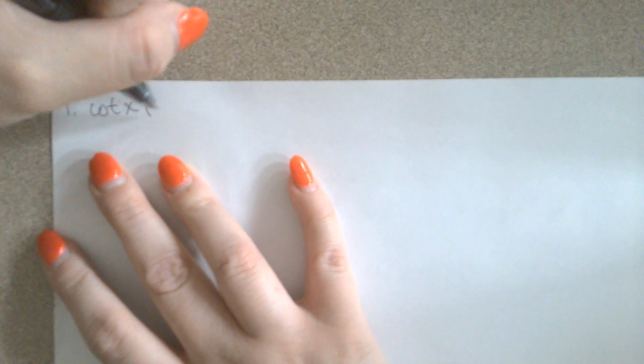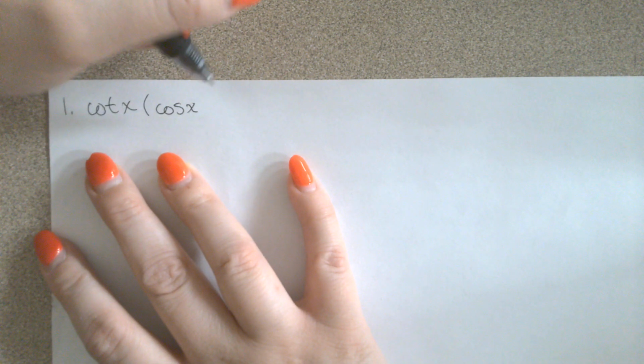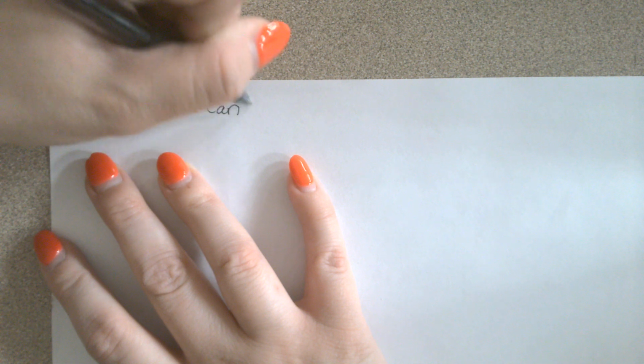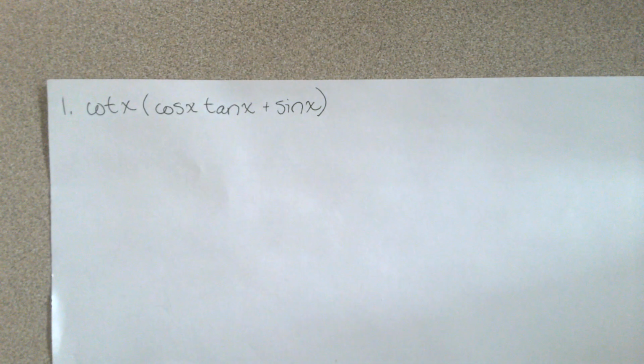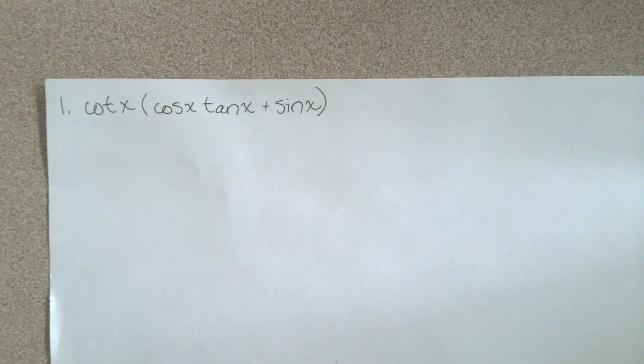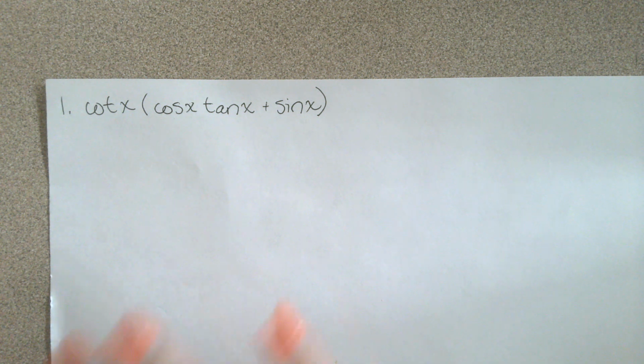It is cotangent x times cosine x tangent x plus sine of x. Now option 1 will almost always be what I consider the faster way, or the way that I would do it if I were personally doing the problem.